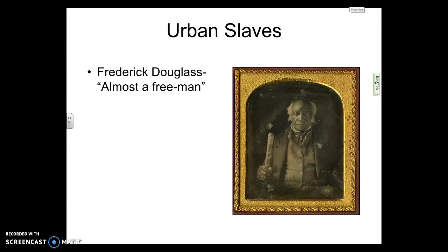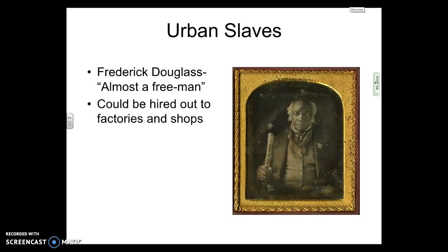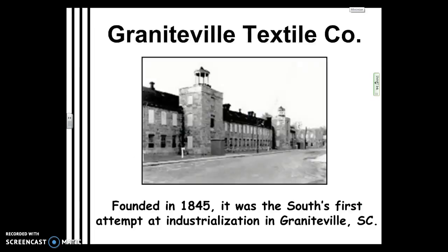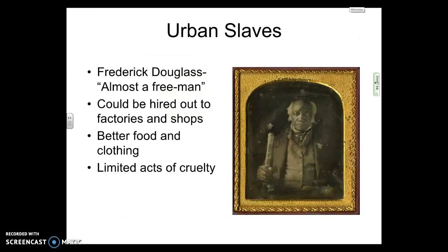He said, by being an urban slave, it felt like I was a free man because he could be hired out to factories and shops, a lot of different jobs. He was taught to read while he was an urban slave by the person who was working for his wife. And it felt a lot more free and had a lot more freedom than otherwise. The clothing was better, the food was better, all things are different there. The acts of cruelty, the whippings, the beatings we'll look at in a second, weren't as prevalent in the urban areas as they were in the rural areas for those who worked as slaves there.